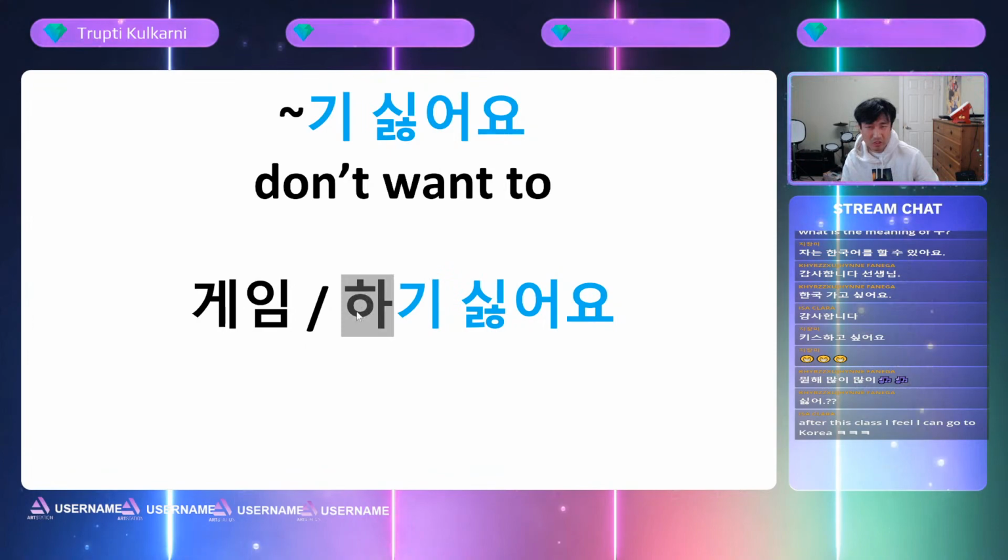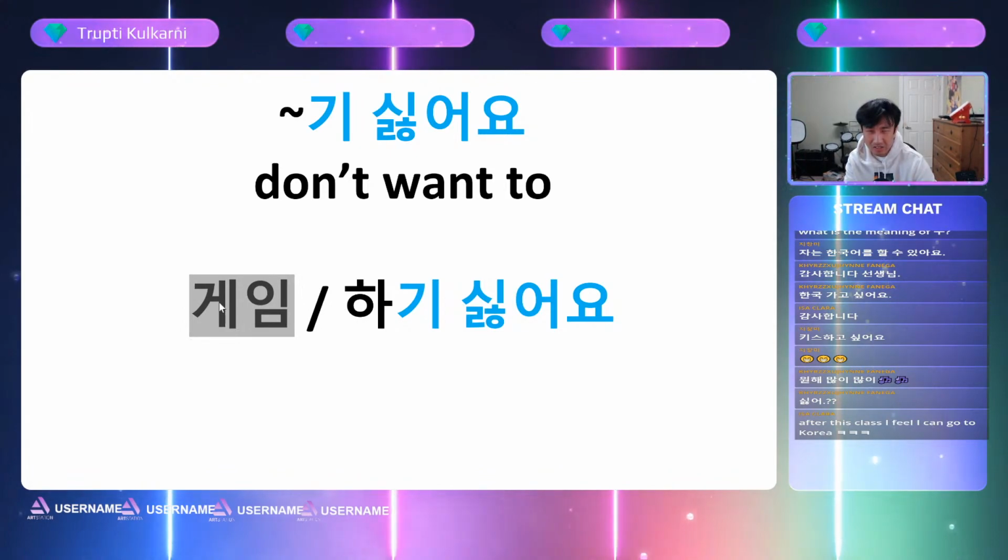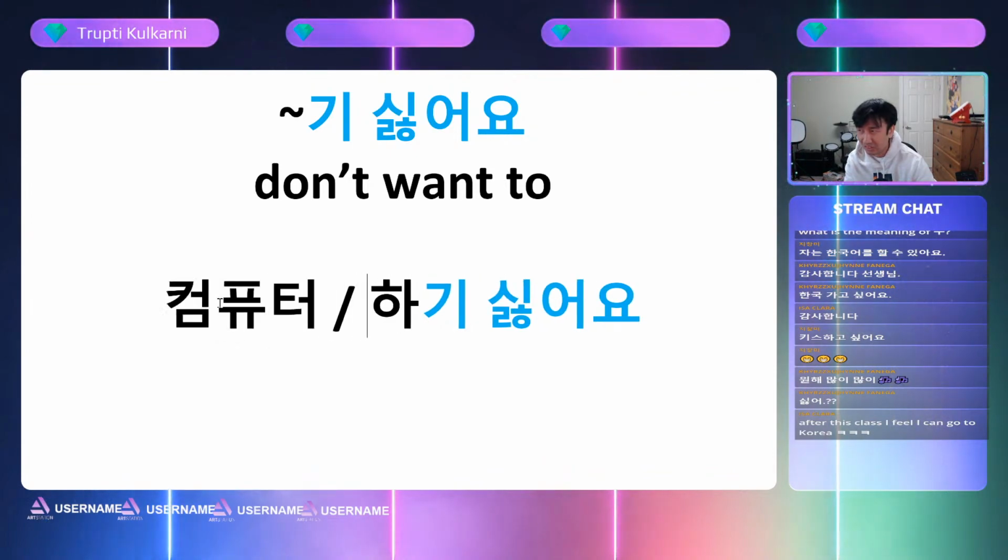In Korean we say we do games. We don't say we play games. We say we do it. So how would you say I don't want to buy a computer? Like 컴퓨터 사기 싫어요. I don't want to buy a computer. Don't want to buy it. 기 싫어요.